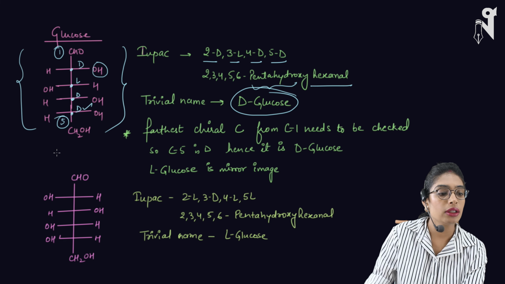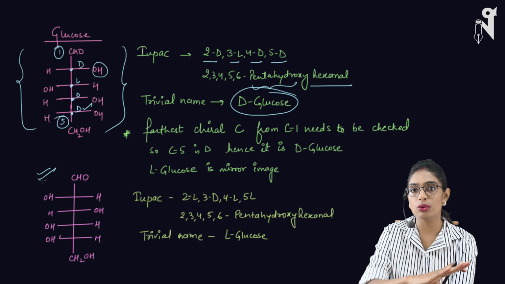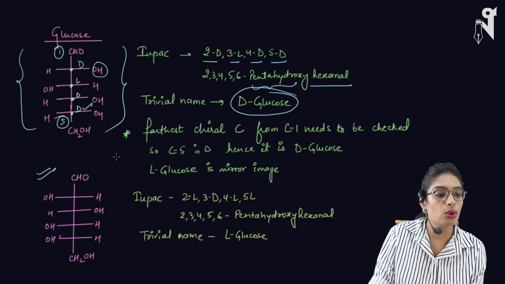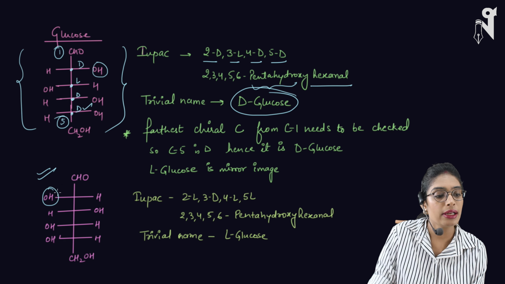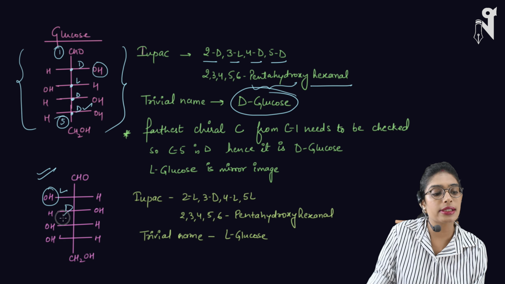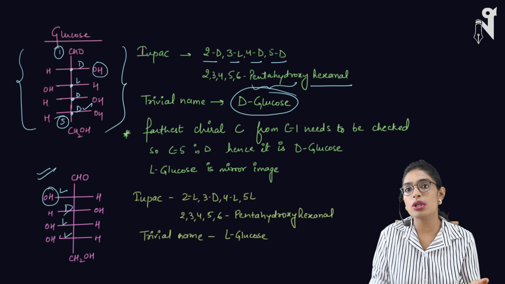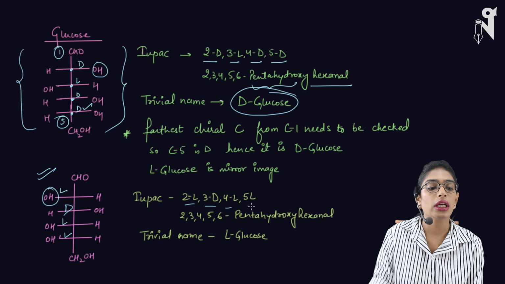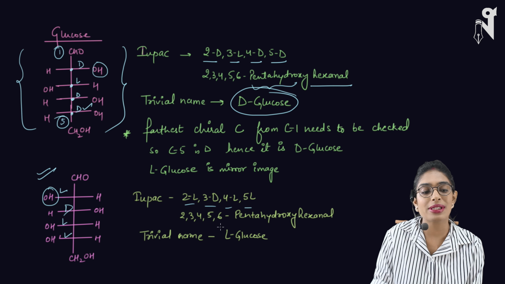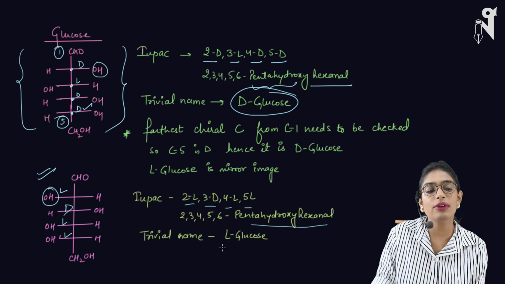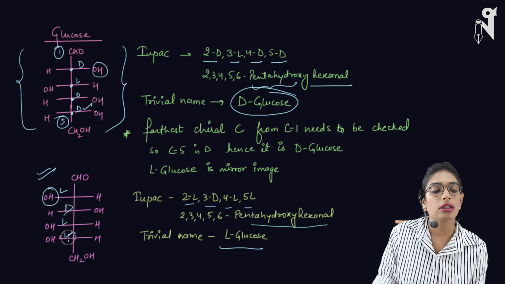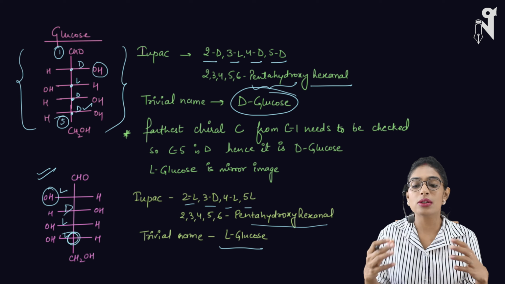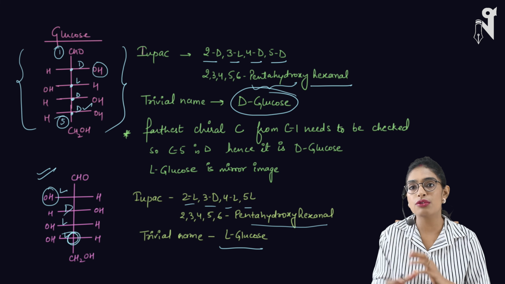Similarly, if you look at the other isomer of glucose, or you can say the other enantiomer of glucose, it has CHO here, OH here, so it is L, it is D, it is L, and this is L. This is the mirror image and enantiomer of the other glucose. So the name will be 2L, 3D, 4L, 5L, 2,3,4,5,6-pentahydroxyhexanal, and the name will be L-glucose because the farthest chiral carbon is L. Okay, so this is how we figure out the configuration for glucose.